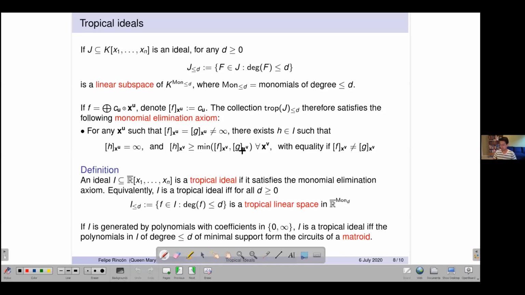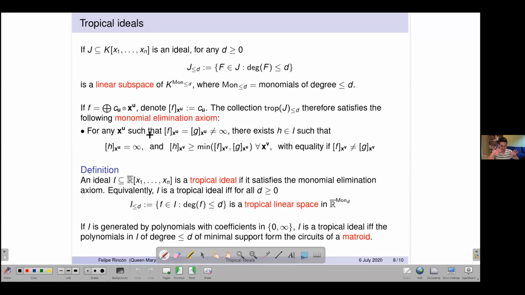And the proposal is that that's a good class of ideals to deal with. So this is the key definition. An ideal I in the tropical polynomial semiring. Now it's not necessarily the tropicalization of anything, but it's just some ideal. We're going to declare it to be a tropical ideal if it satisfies this monomial elimination axiom.